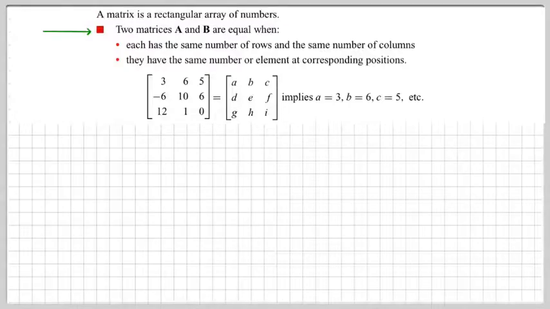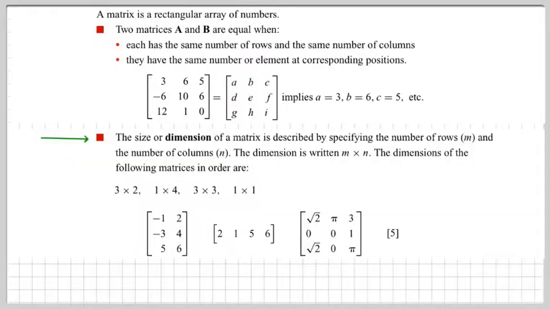Two matrices A and B are equal when two very obvious things have to happen. Firstly, each has to have the same number of rows and columns. Secondly, they have to have the exact same element in each position. So if you look at that left-hand matrix, it is identical to the right-hand matrix if A equals 3, B equals 6, C equals 5, and so on. There it is, pretty obvious, yes?